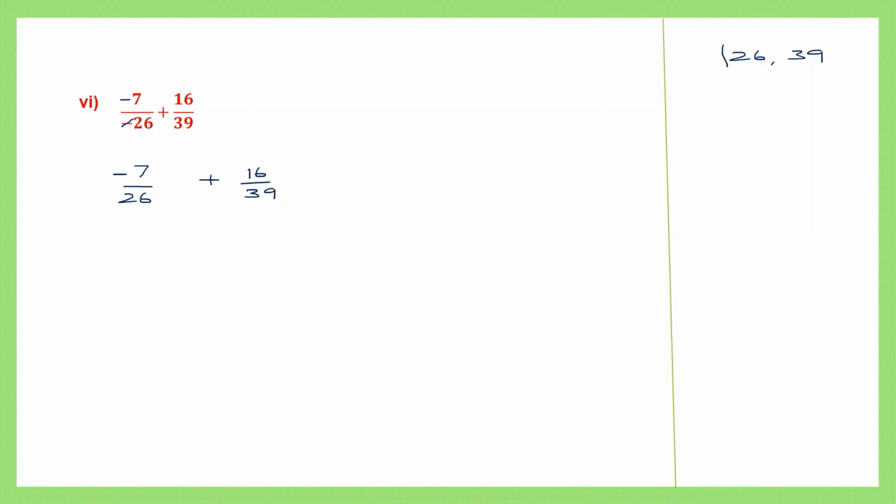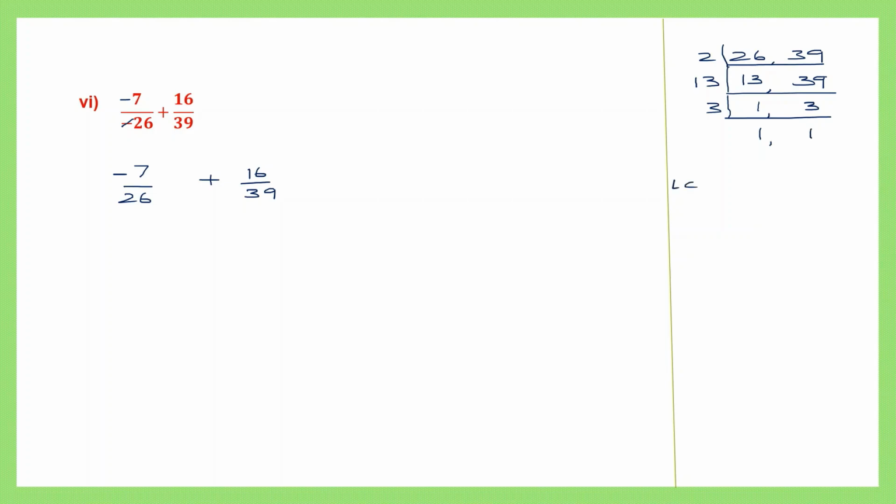Let's begin with 2. 2 ones are 2, 2 threes are 6. That means 2 into 13 is 26. We bring down 39 as it is. Now continue with 13. We can continue with 13 because 13 is a prime number. 13 ones are 13 and 13 threes are 39. So now we can use 3. So 1 and 3 ones are 3.